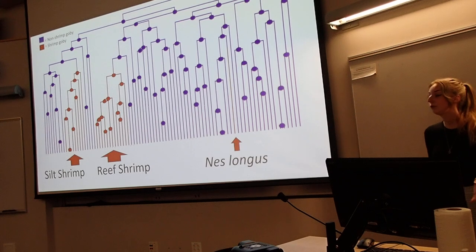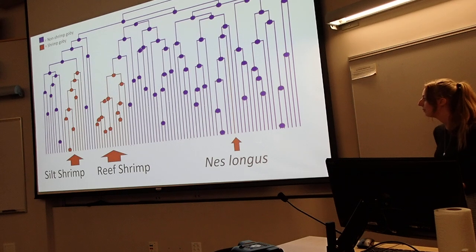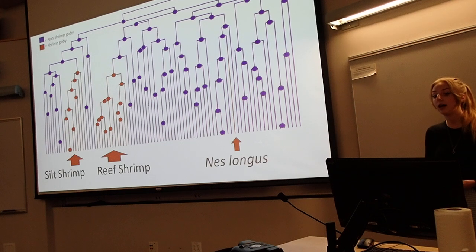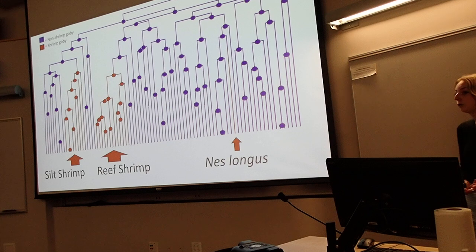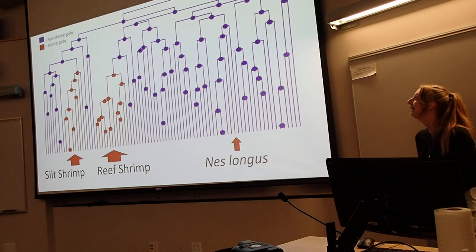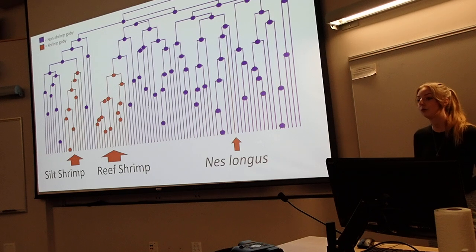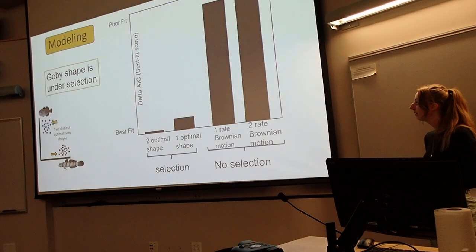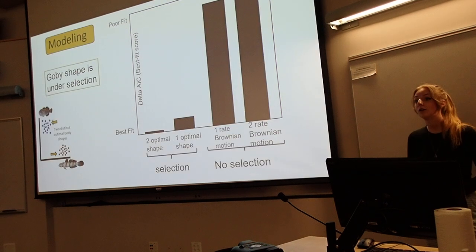So from here, this is where we show where the phylogeny has the mutualism showing up. Each of these tips is a different species in my sample set. We see three main groups have this relationship with shrimp. We see it in the silt shrimp gobies, the reef shrimp gobies, and then interestingly, we see Ness longus, which is a part of the American seven-spine gobies, and is the only goby in that group to participate in this relationship with shrimp. Now here's the results of our modeling.